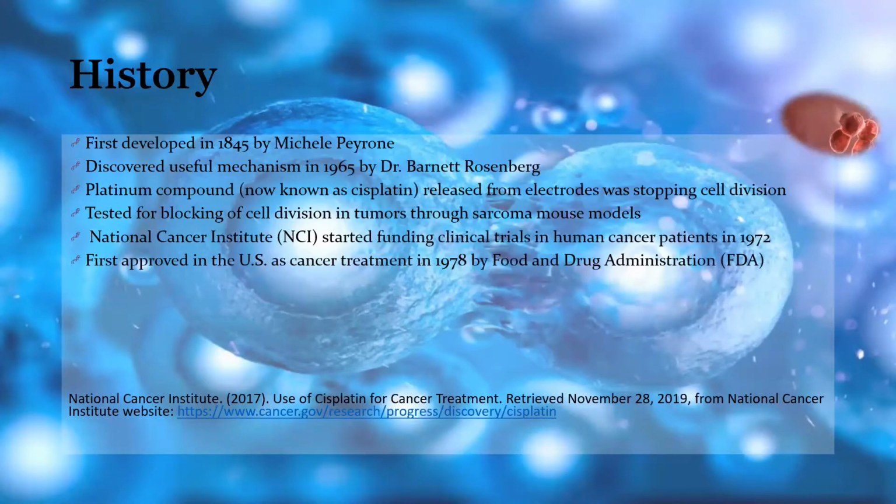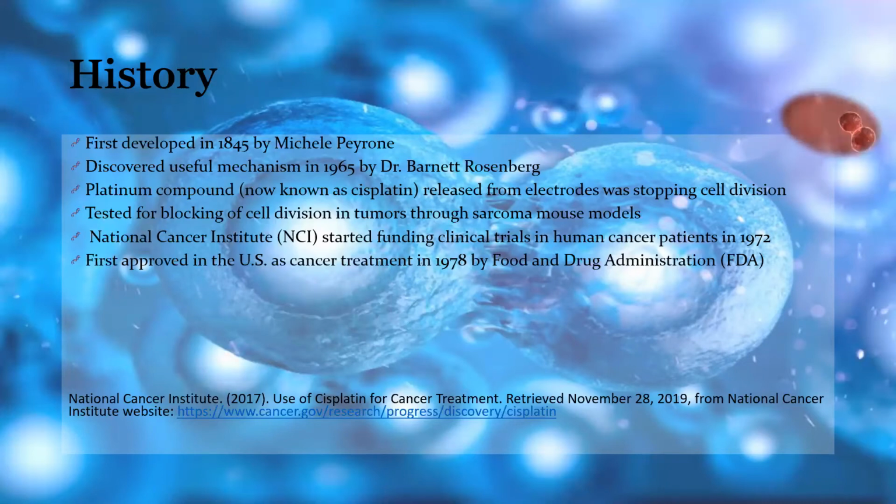So the history of cisplatin: it was first developed by Peyrone in 1845 and was called Peyrone's salt, and its structure was deduced by Alfred Werner in 1893. The mechanism of cisplatin in the cell cycle was discovered in 1965 by Dr. Rosenberg. It was discovered accidentally, actually.